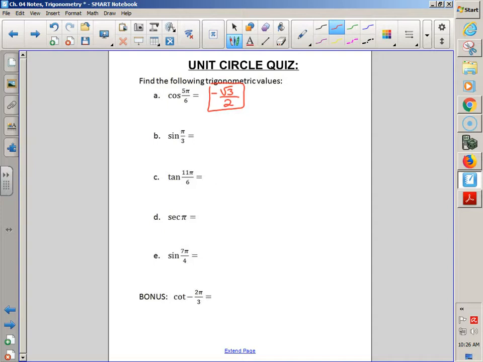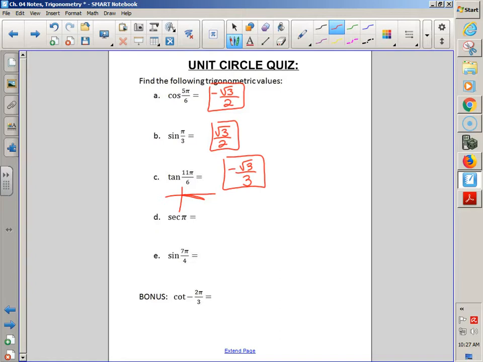Sine of pi over 3, first quadrant. Up a lot. 1, 2, 3. It'd be root 3 over 2. Tangent of 11 pi over 6. That's in the fourth quadrant. It's square root of 3 over 3, but with a negative.